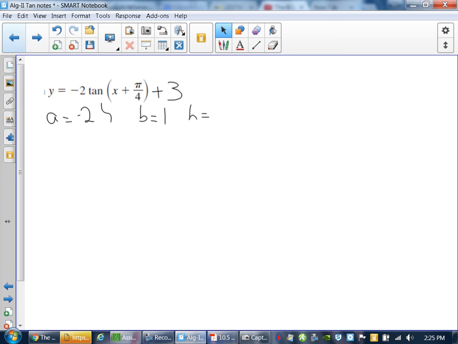Since it's plus pi over 4, that means it had to have been a minus a negative. So our h is negative pi over 4, which means what direction do we have to move our graph? Left. We're going to move our graph left. And our k value is 3, which means we have to go up 3. Can you move a vertical asymptote up? Why not?